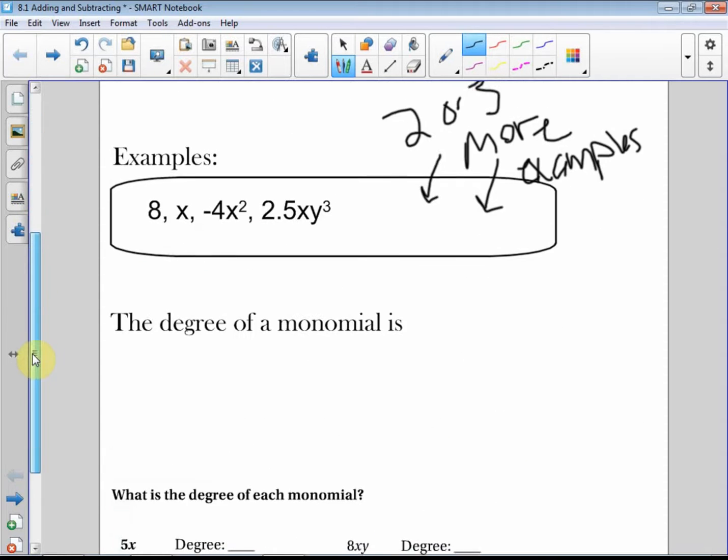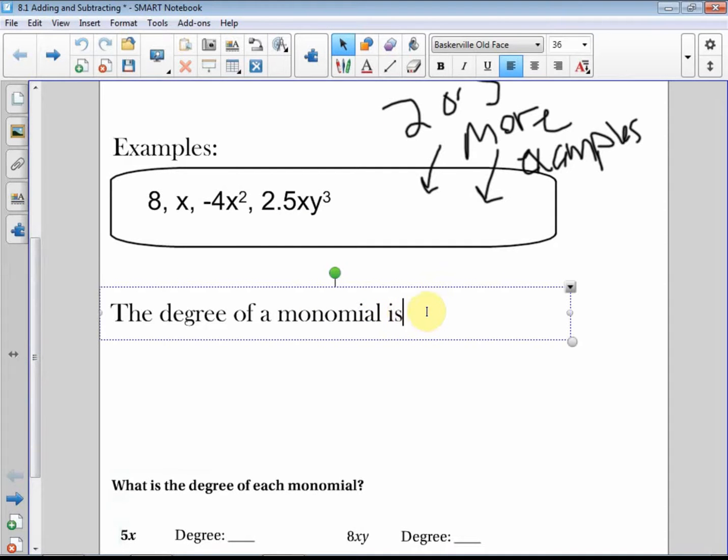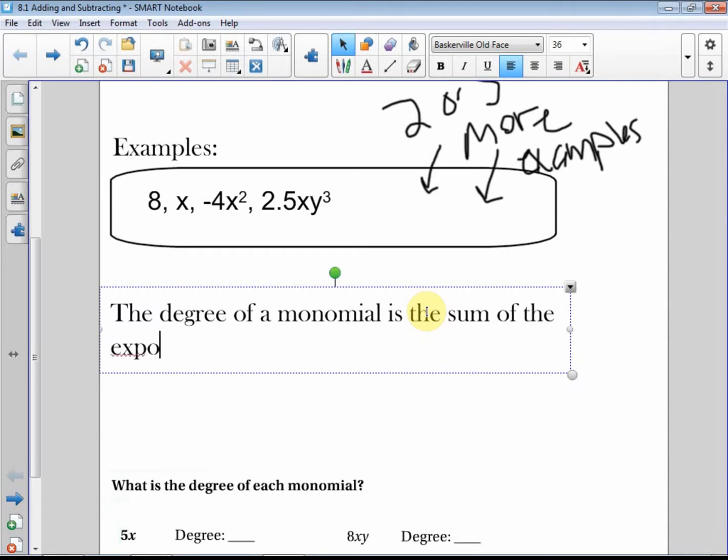So we know what a monomial is. Now let's talk about what the degree of a monomial is. The degree of a monomial is the sum of the exponents of its variables. So for example, we have negative 4x squared. That degree would be 2. 2.5xy cubed, the degree would be 4 because we know that the exponent that is attached to x is a 1. 1 plus 3, our degree would be 4.